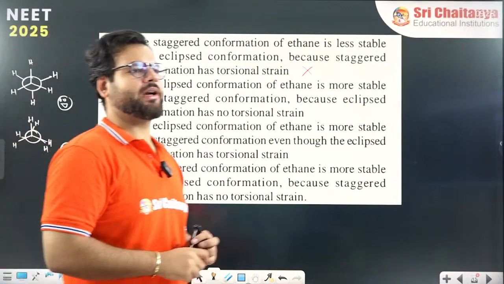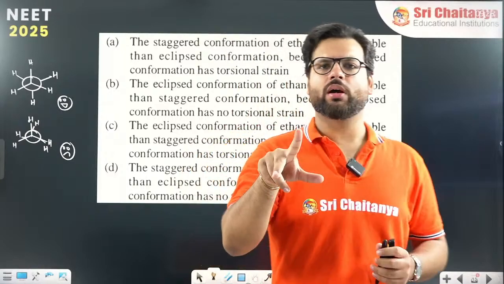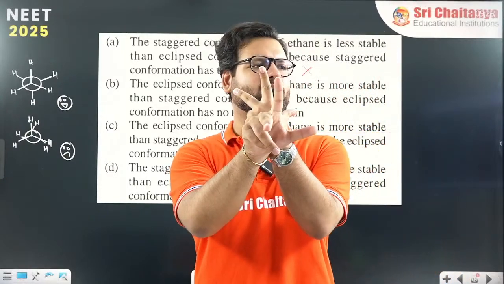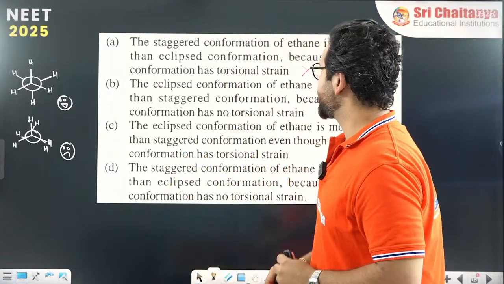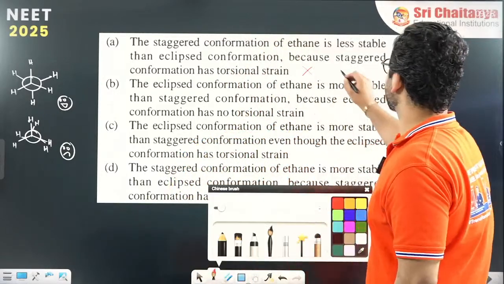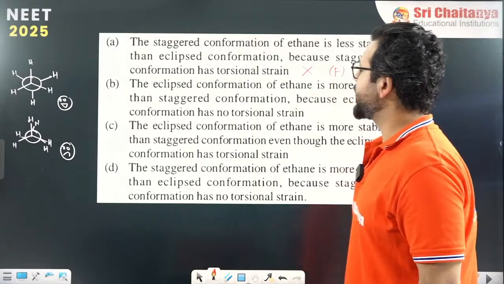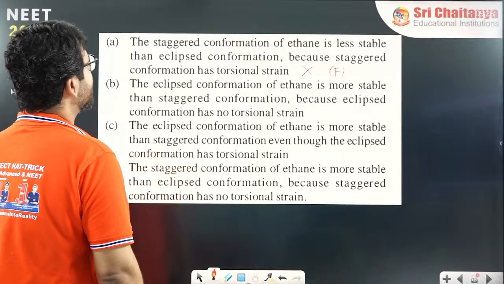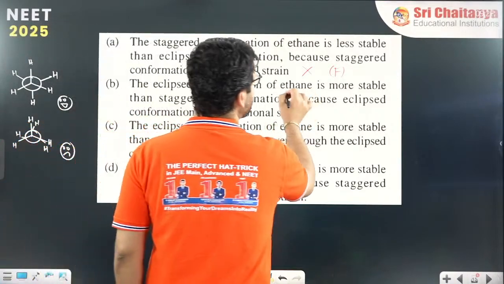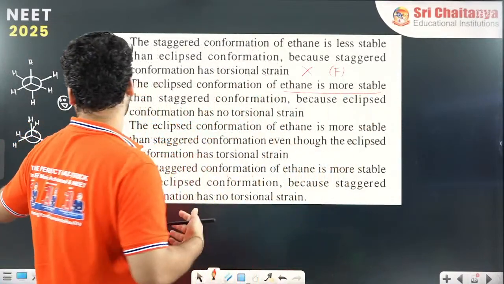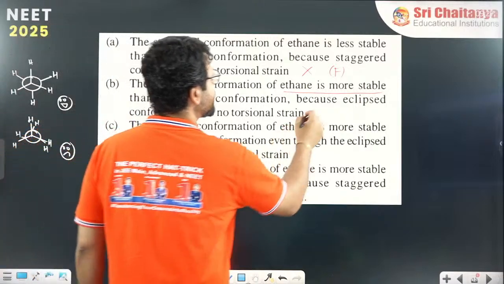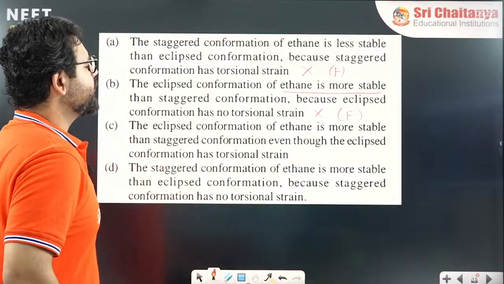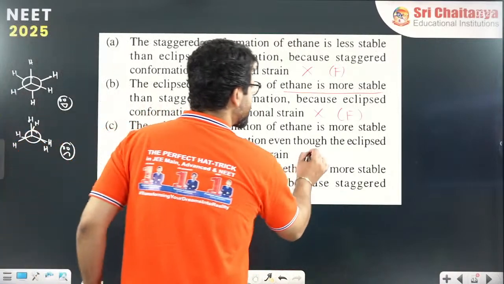So the front 3 hydrogen sigma bonds and the back 3 hydrogen sigma bonds, if they are directly parallel to each other, it will be unstable. So the first one is false. Second one, eclipsed conformation of ethane is more stable. This is also false. Eclipsed is less stable, I just told you. So this is also wrong. It's a false statement.